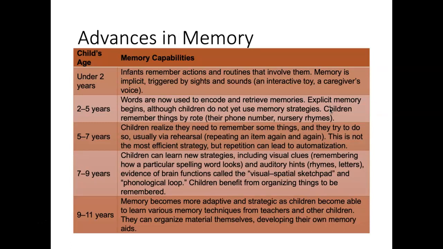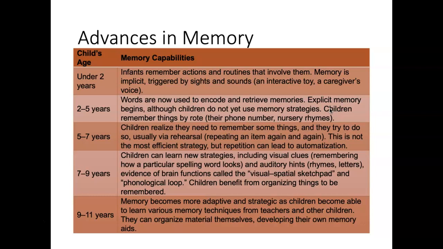There are some advances in memory over time. Under 2 years old, the infant remembers actions and routines that involve them. Memory is implicit. My cat would like to say hi. Triggered by sights and sounds, an interactive toy, or a caregiver's voice.